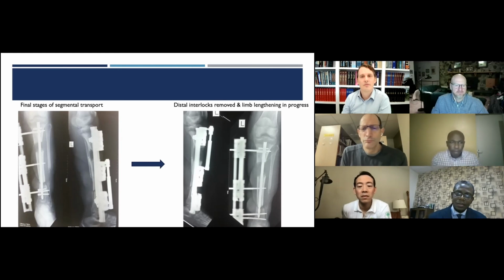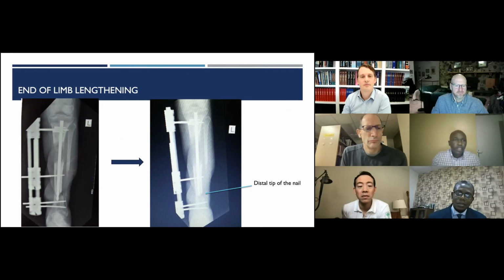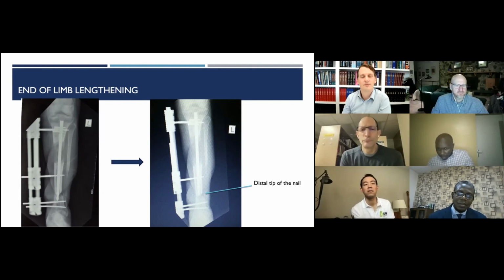Next, please. And as you can see here, we're coming to the end of limb lengthening. The nail is telescoping further into the bone, and in the X-ray on the extreme right, you can see the nail tip right there. Sorry for the poor X-ray quality. You can see the nail tip actually is right into the transport segment. Next, please.